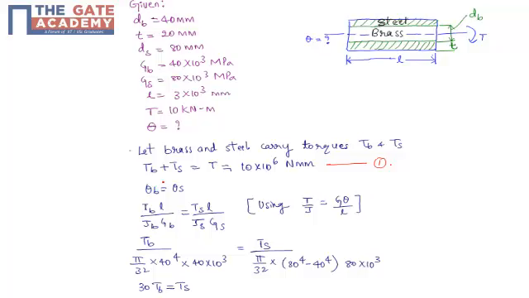Now, as it is a composite shaft, the angle of twist in the brass will be equal to the angle of twist in the steel sections. Now, using this formula, that is T by J is equal to G theta by L, we can find the angle of twist. Now, substituting this for both brass and the steel sections, we will get the equation that is 30 TB is equal to TS. Let's take this as equation 2.